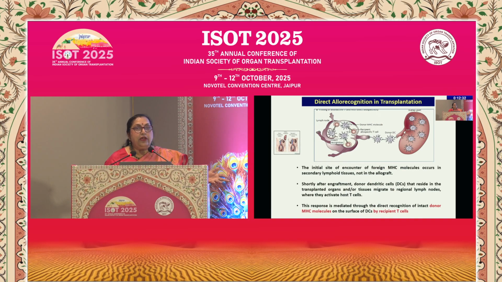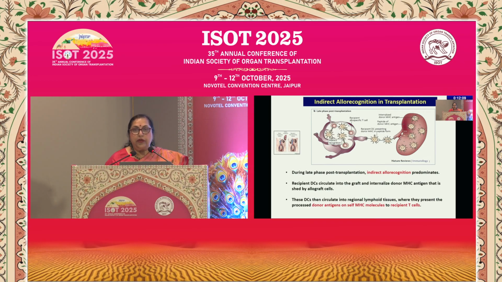So when a solid organ transplant happens, imagine what the immune system is going to do when there is a foreign kidney in the body. Obviously, the immune cells will migrate from the kidney to the lymphoid organs, and that is where the allorecognition happens. That's the initial part. In the very beginning, there is a direct allorecognition of the donor MHC molecules on the surface of the DCs by the recipient T cells. That's what happens in the very beginning.